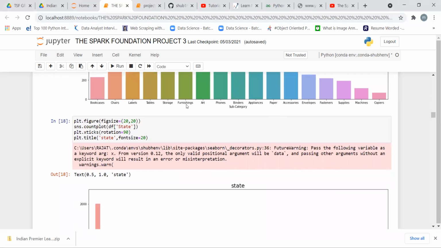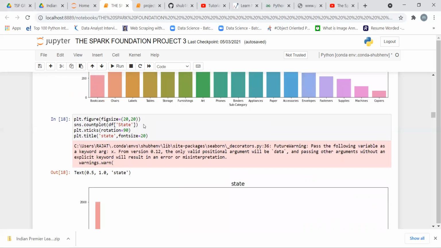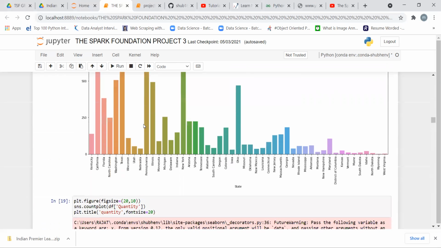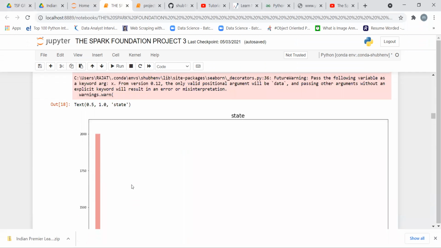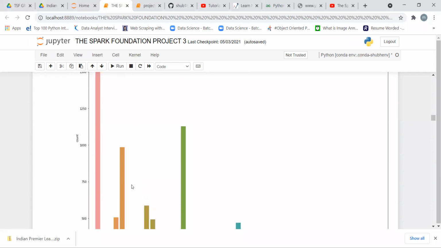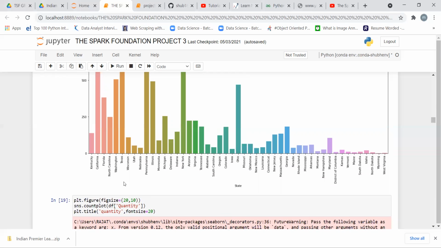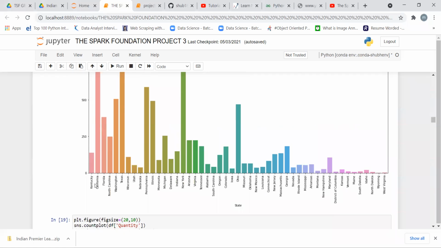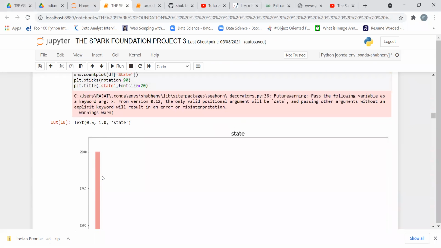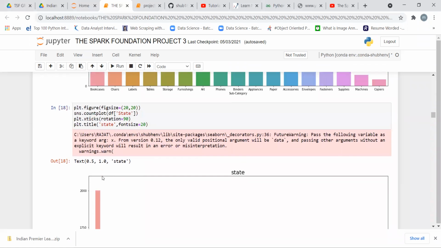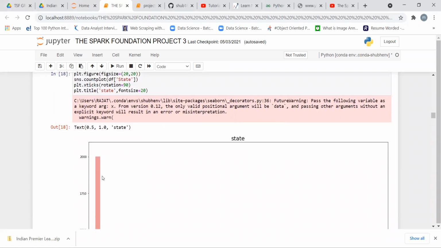Okay, then we define the state, and we show the state. Here we define California, Florida, North California. We can see that it is the first one and this one, New York and Kentucky. New York and California are the major states which generate more profit or sales.